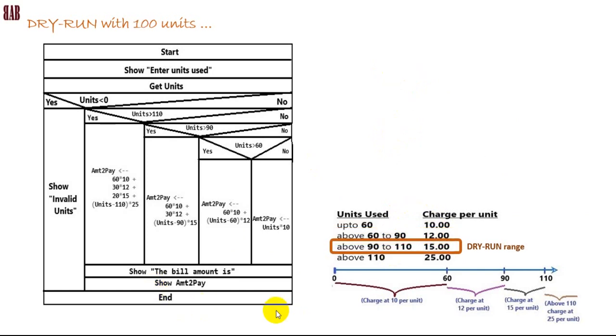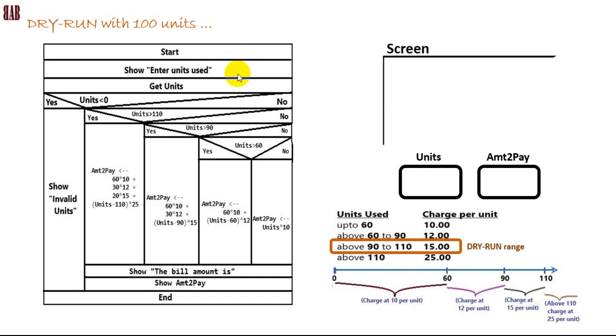Okay, right. Now let's try another range which is in this one. So we have tried a range value here, we tried a range value here. Now we are trying a range value in the 90 to 110, 100 units. Okay, so let's see. So now if it is 100 units, the above 90 should be calculated at 15, but the 60 to 90 part should be calculated at 12, 60 should be calculated at 10, right? So there's three separate calculations.